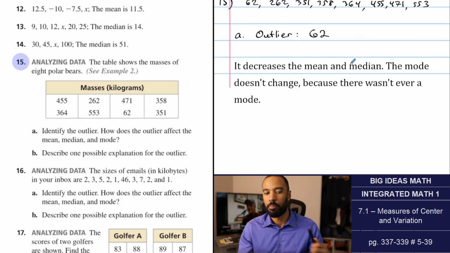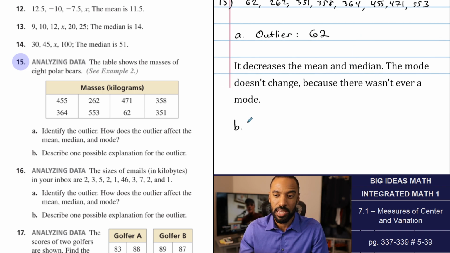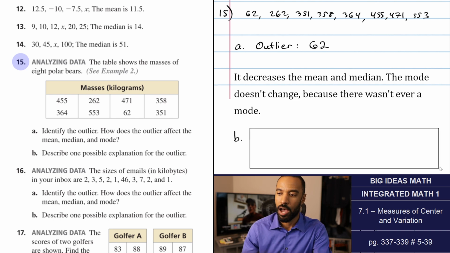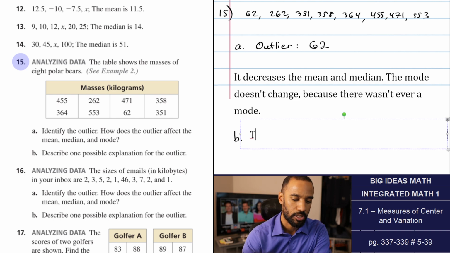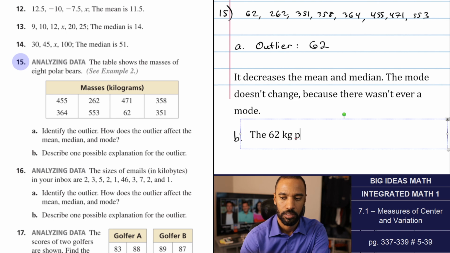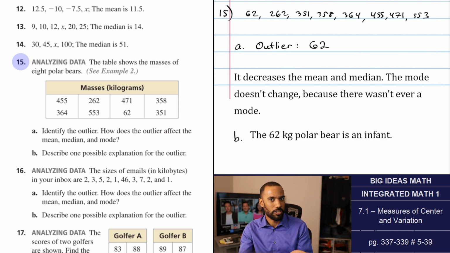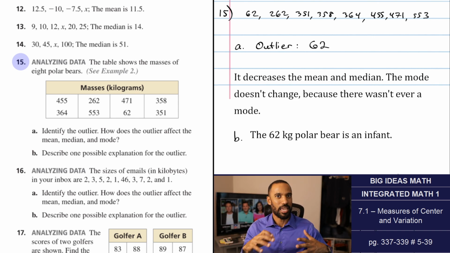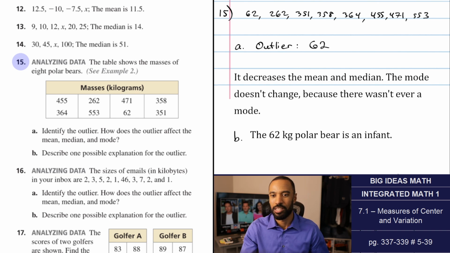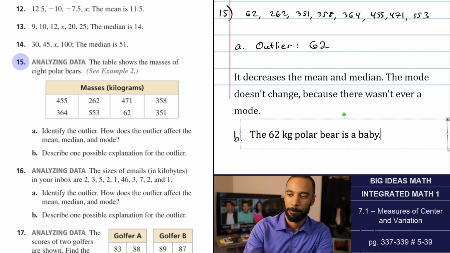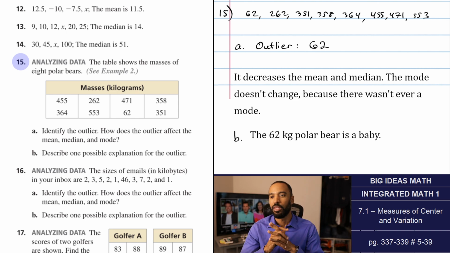Part B, describe one possible explanation for the outlier. I'm going to say it's a baby cub, or whatever you call it. It's a baby polar bear. It's a younger one. Not like a starved one or something like that. The 62 kilogram polar bear is an infant. Do they consider it young? I'm really bad with word things. Do they say infant animals? It's a young one. It's a baby one. I'll say a baby. It's a little one. Oh, it's so cute.